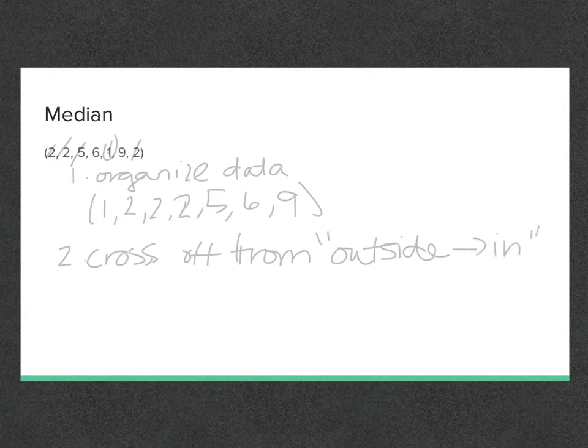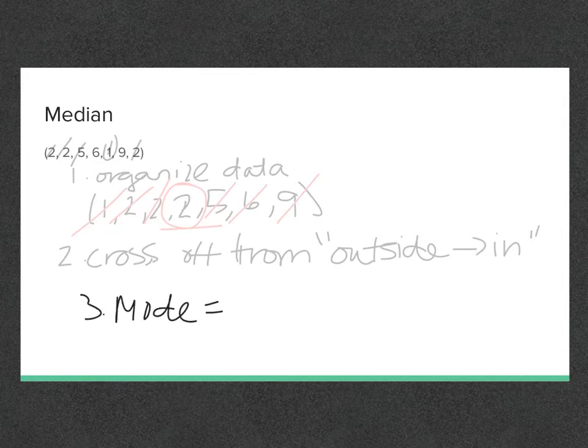So we're going to start with our 1 and our 9, and we're going to start canceling off numbers. So I got rid of my 9, I got rid of my 1, got rid of my 6, got rid of my 2. And we're going to keep doing this until we're left with just this one value. And that one value is going to be our median. So our median in this exact data set equals 2.